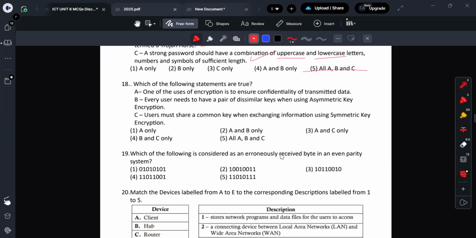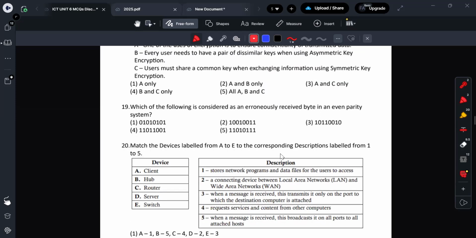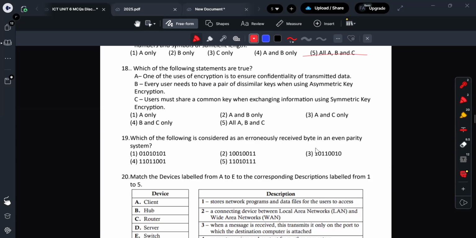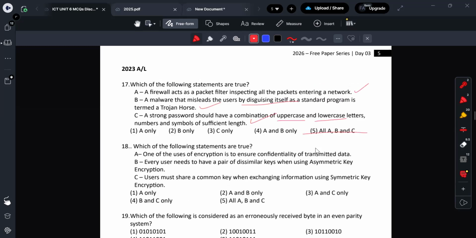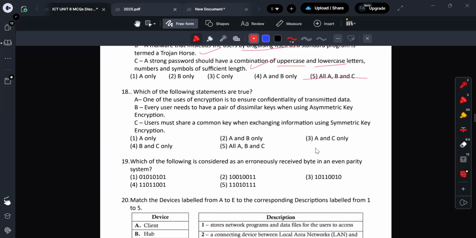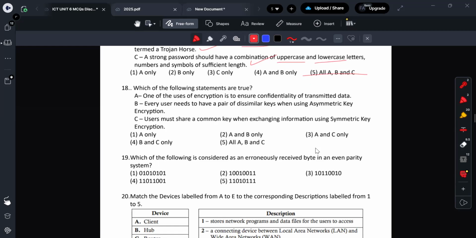Okay, which of the following statements are true? One of the uses of encryption is to ensure confidentiality. This is a 2023 paper, right? So see, again they are asking about encryption. This is true. Why? Encryption scrambles data so solely authorized parties can read it. To ensure confidentiality, we do this, right?